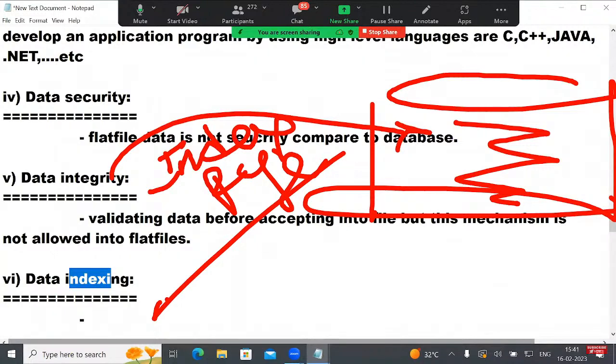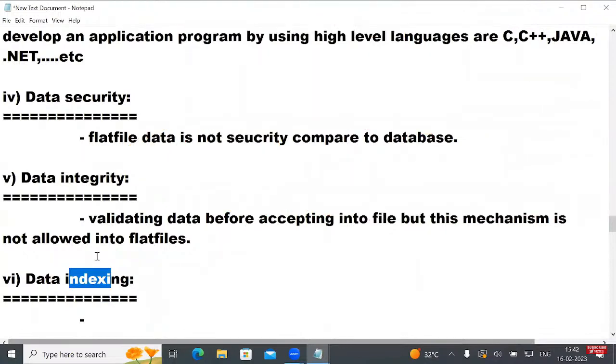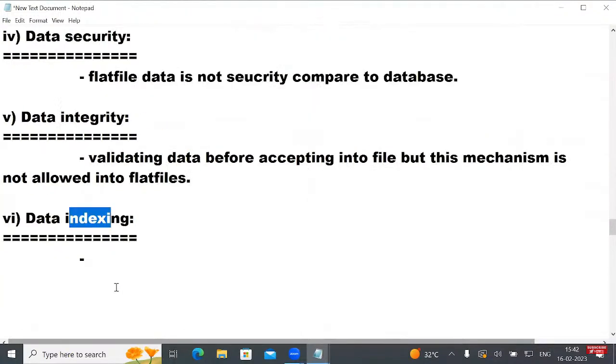Quickly accessing. That is called the advantage of an index, and index is a very advanced topic in our course and a highly important topic in real time. Okay? So write down here: data indexes.